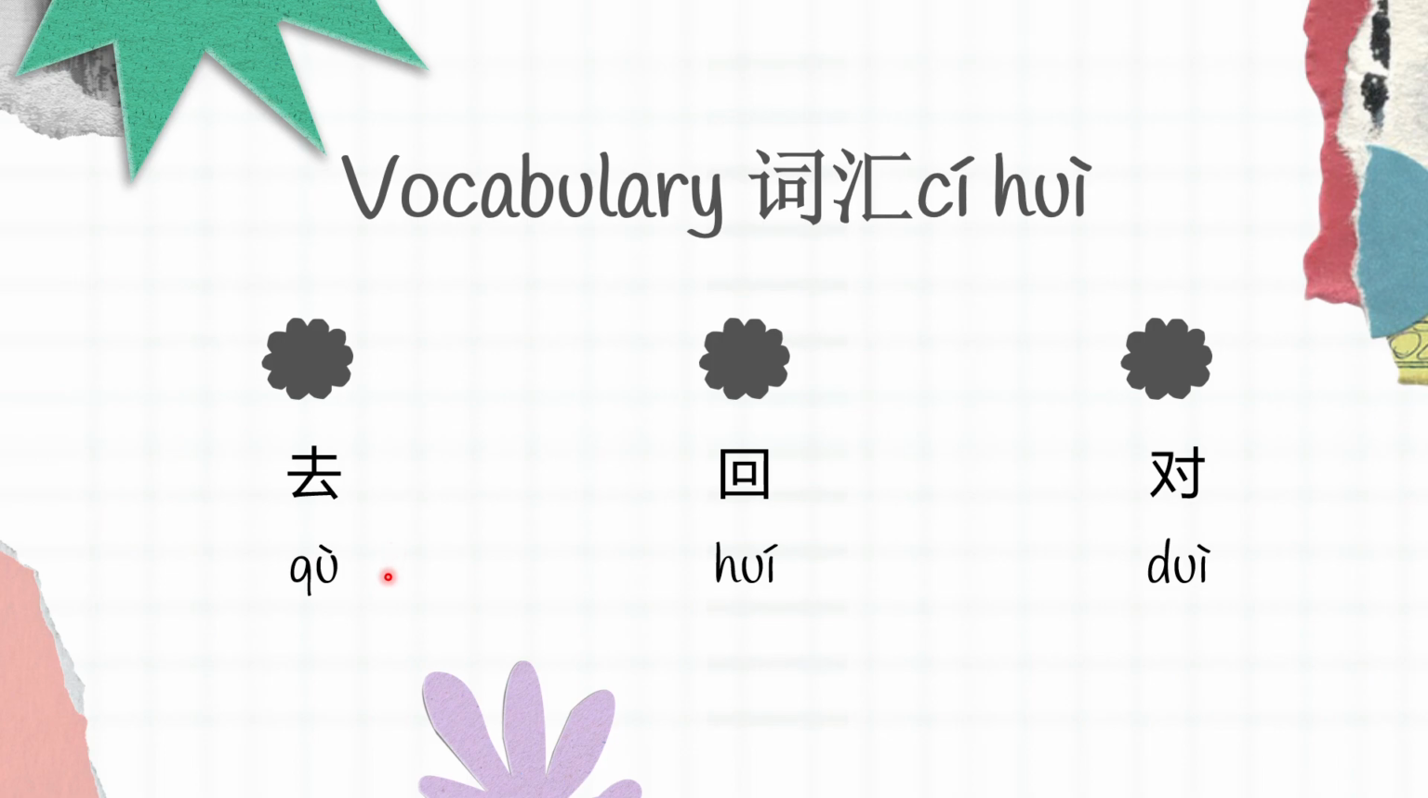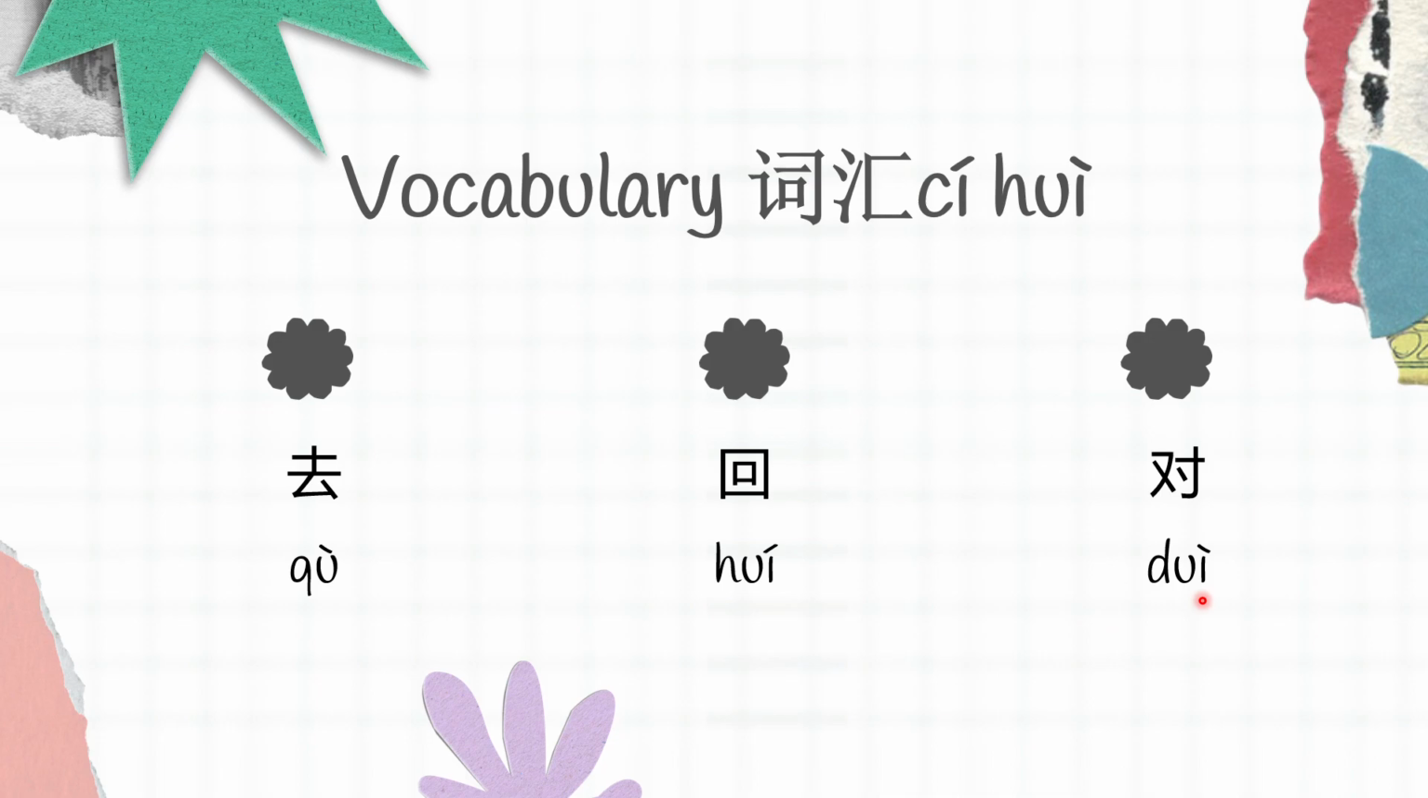In the first slide, we have three vocabularies. So we have 去, 回, 对. So let's read together, guys. 去, 回, 对.